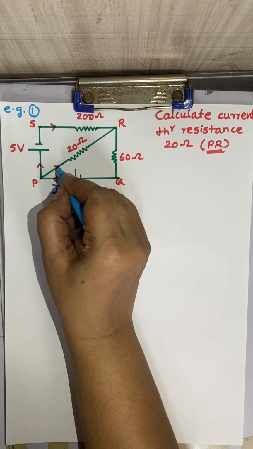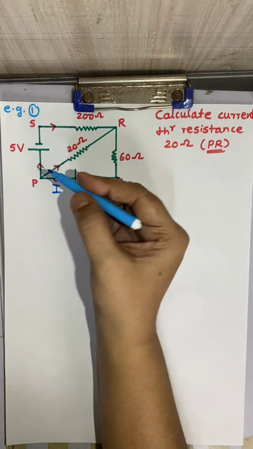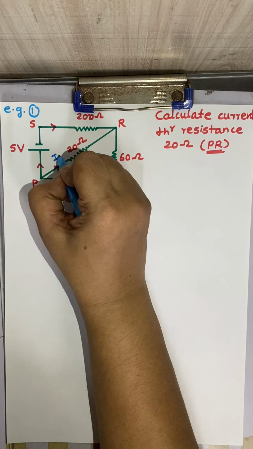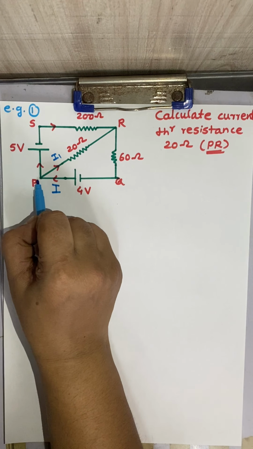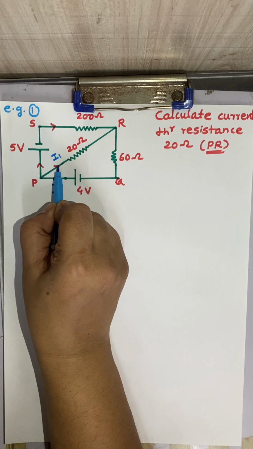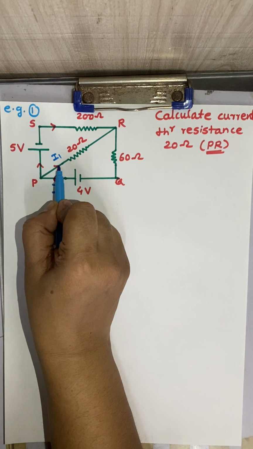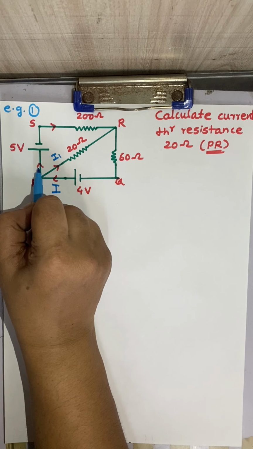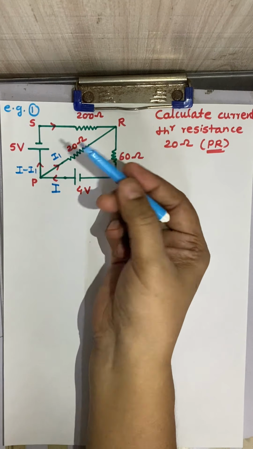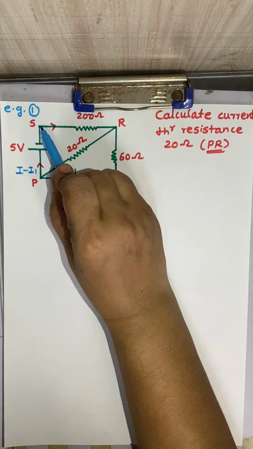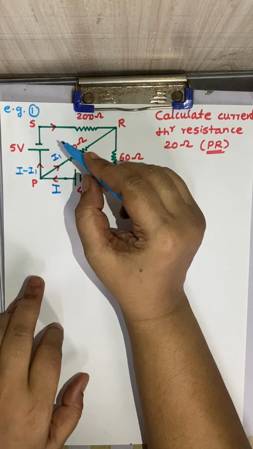In this case you can see that this is the current going from the junction, so I will name it I1. Obviously you can see that I is coming to the point P and I1 is the current leaving the point P, so the remaining current is nothing but I minus I1. So I minus I1 current is flowing through PSR. Now we have given names to the currents in the different branches.